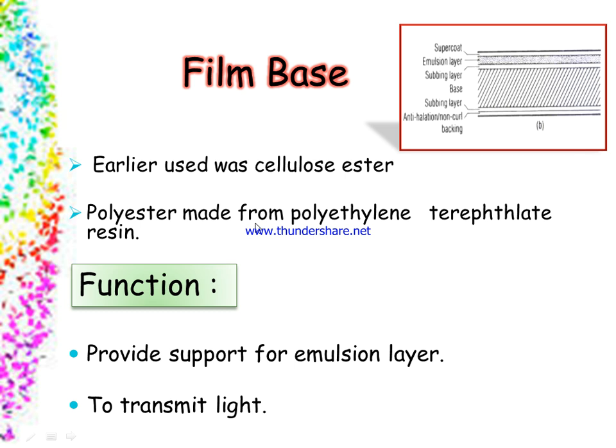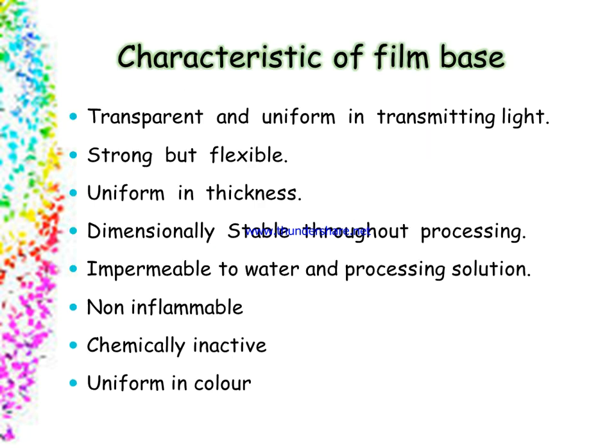Film base. Earlier, the film base was made up of cellulose ester. Nowadays, it is polyester made from polyethylene and terephthalate resins. Its function is to provide support for the emulsion layer and to transmit light.